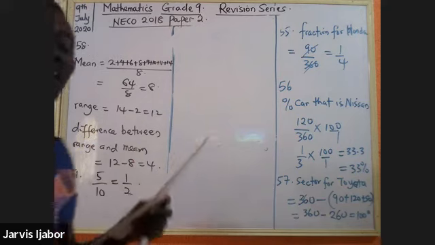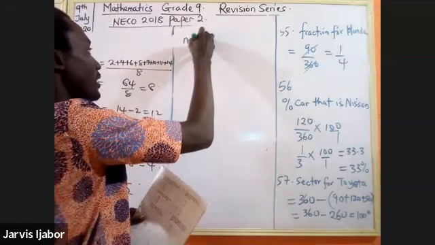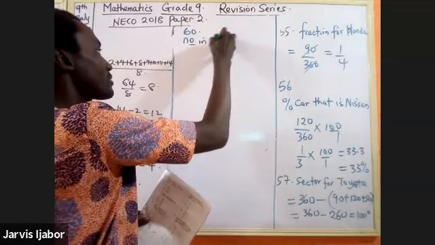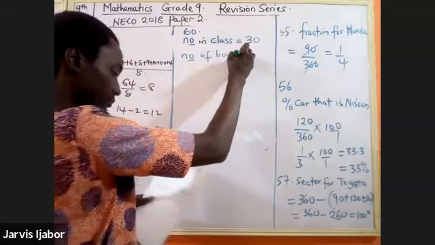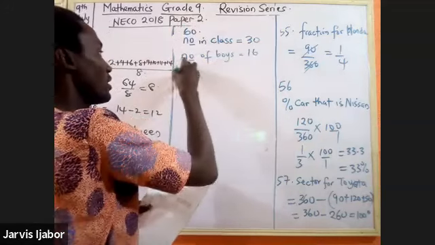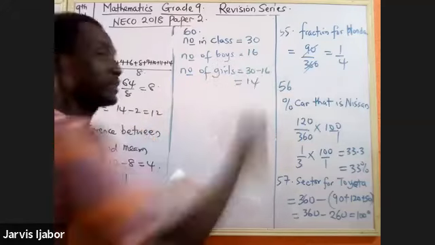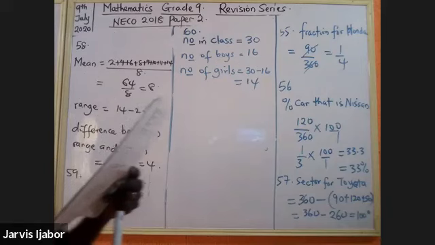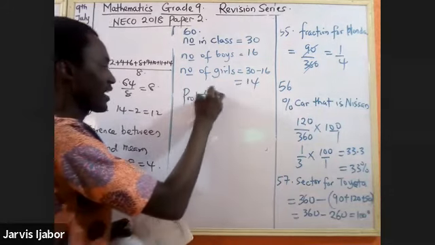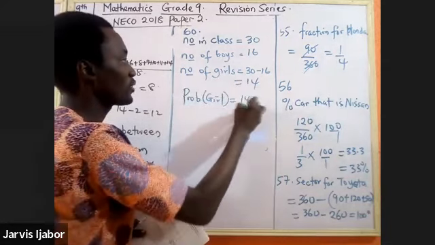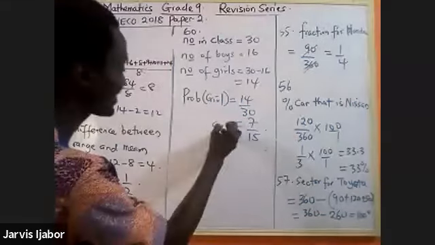So last question. In a class of 30 students, 16 are boys. So the number in class, that's question 60, is equal to 30. Number of boys is equal to 16. Number of girls will now be 30 minus 16, which is 14. Now, what's the probability that a student chosen at random in the class is a girl? So the probability of a girl will be equal to 14/30, and that is 7/15. So the answer is 7/15, and that is C.